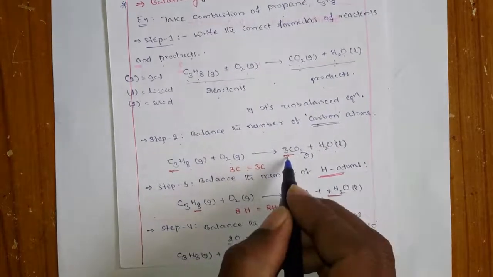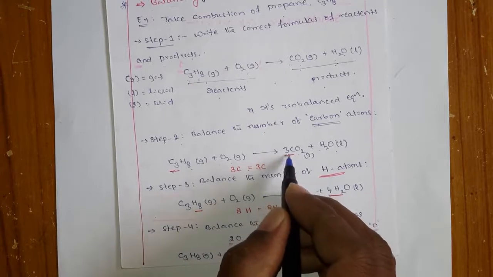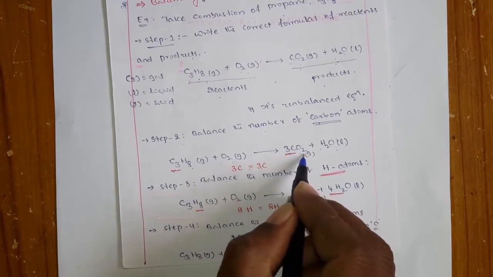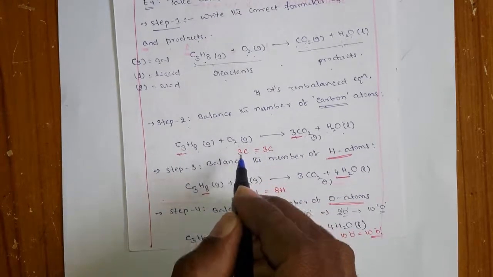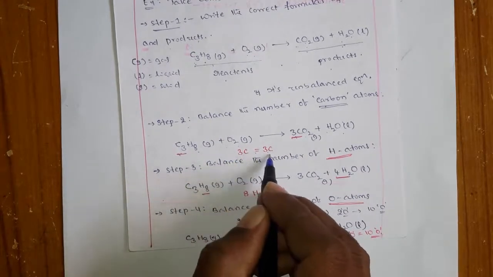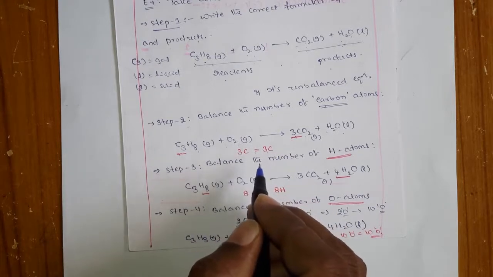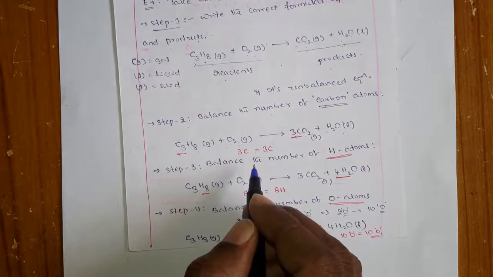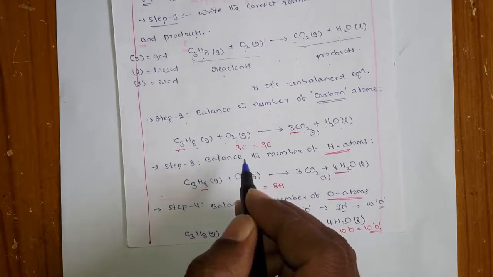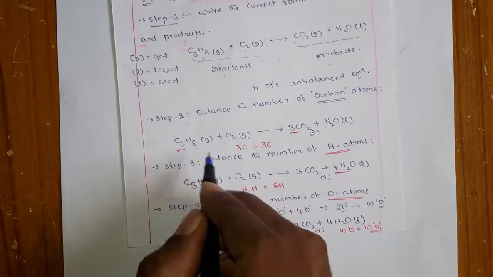Here I am multiplying with 3 into carbon dioxide. Now you see that left side 3 carbons, right side 3 carbons, right? Now they are equal, that is a balance, the carbons. Next what we have to do? The carbons are balanced. What is next?